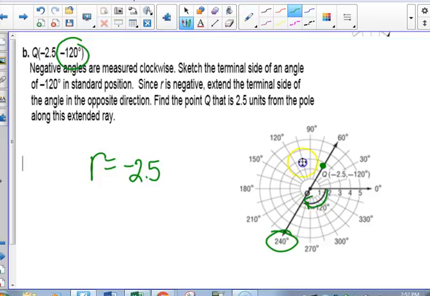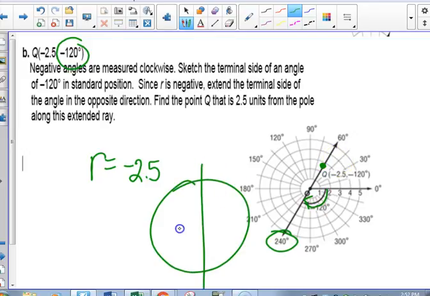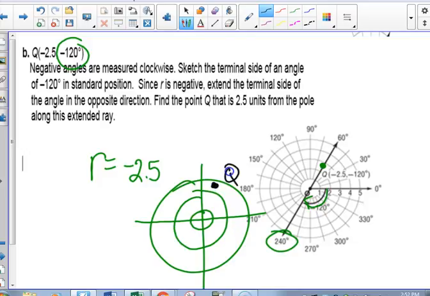Now, I don't like this picture very much. What this actually would look like, guys, they made it look like there's a line, all this crazy business. You would rotate around to 240, and then you would back up 2.5. It would be like right there. And that's point Q, okay? The line is just a guideline. It's not part of the graph. I just want to clarify.